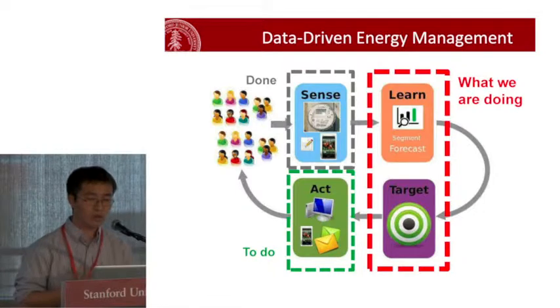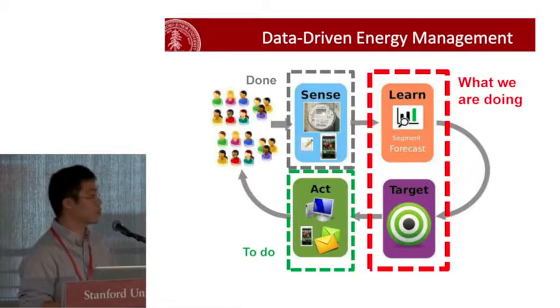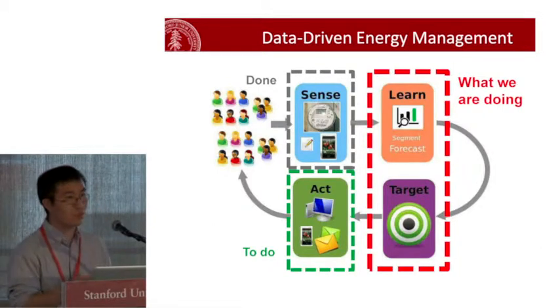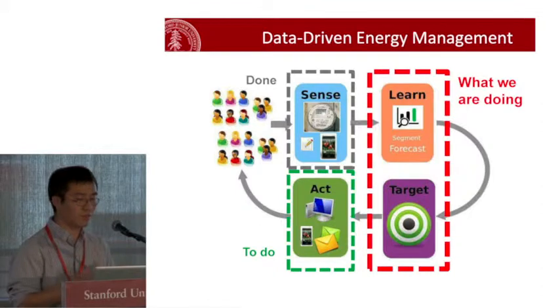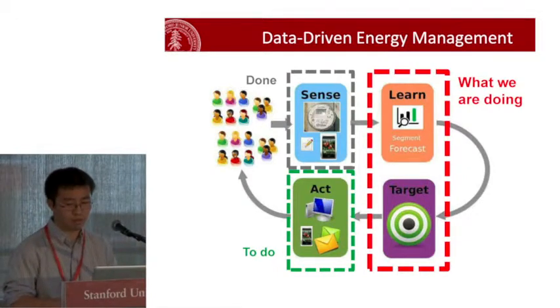And then for the selected customers, we want to communicate with them. If we have the feedback data, then the research would be a closed cycle. But from academia, we don't have any way to interact with the customers directly. So ACT is the to-do part in green color.